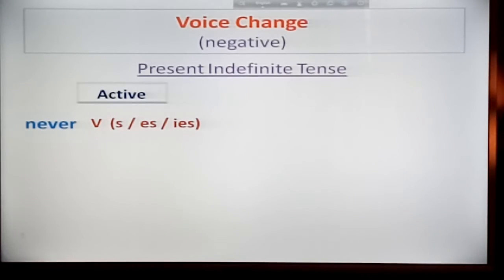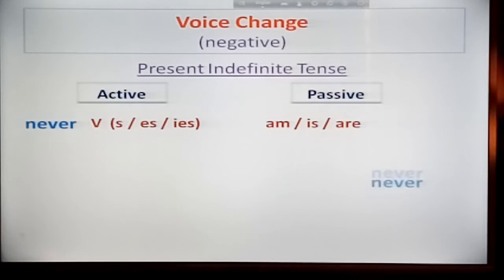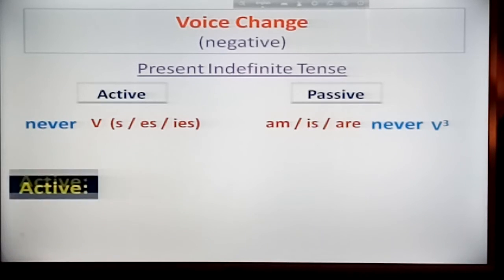So before you use the negative word never in the passive voice, you have to use a right form of the be verb, and in the present indefinite tense the right form of the be verb is either am or is or are, depending on the number and person of the subject. And after the right form of the be verb we use the negative word never, and as usual the main verb after never must come in its past participle form because it is passive voice. Alright, dear students, now let's use these verb structures in sentences.